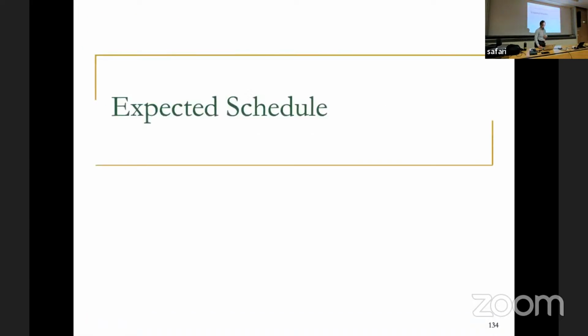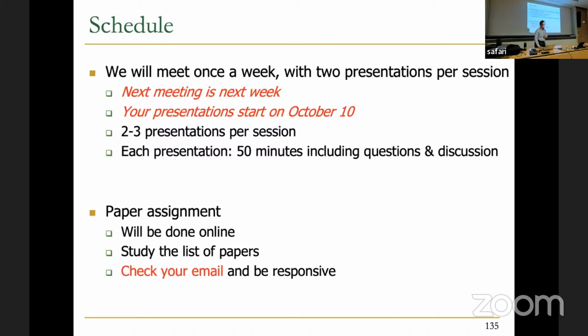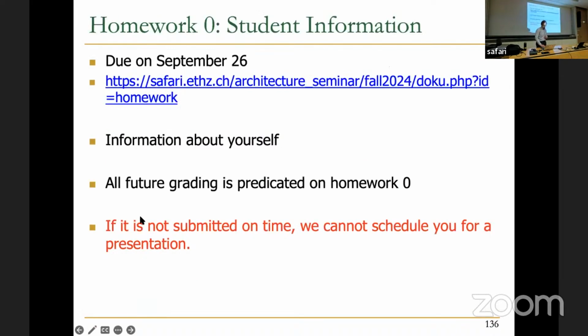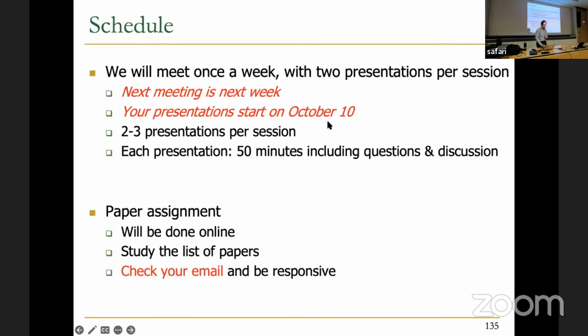Okay, this is the expected schedule. Again, we will meet once a week with 2 presentations per session. Well, there could be 3 depending on how many people remain in the course, because we don't have a lot of weeks available. Your presentations start on October 10th. This is assuming two presentations. I didn't do any calculation over here, but this may change. We may adjust it because October 10th is coming up soon, right? Okay. Yeah, and I think I've gone through the presentation length, etc.